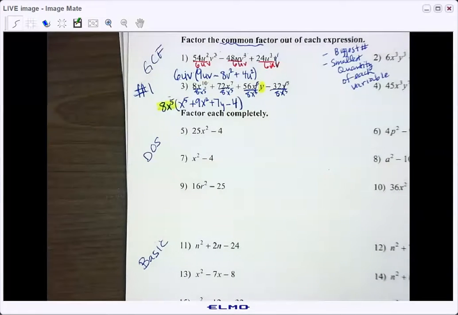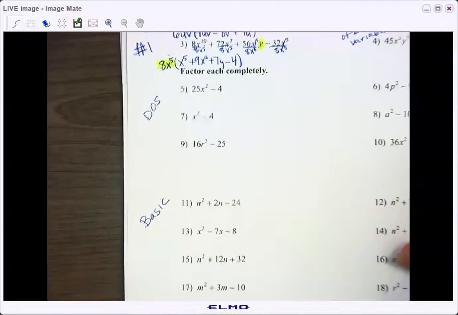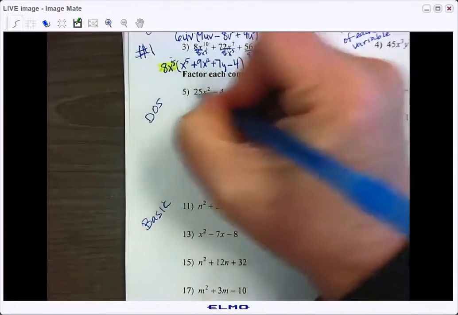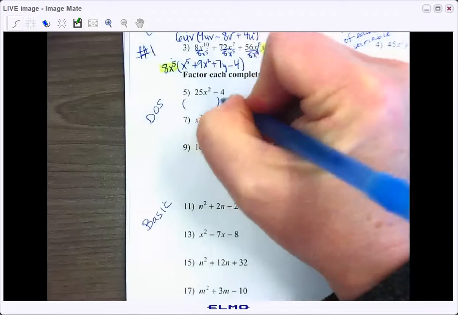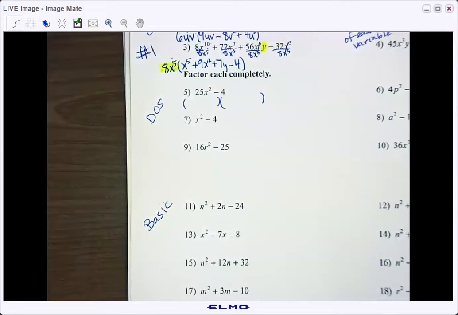Okay. Number 5. Move this up a little bit. Number 5, factoring it. Basically, we're looking for square roots. So what do we have to multiply? Put your answer in the chat box. What do we have to multiply to get 25x squared? And what do we have to multiply to get 4?